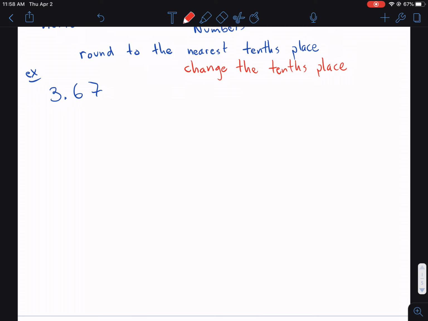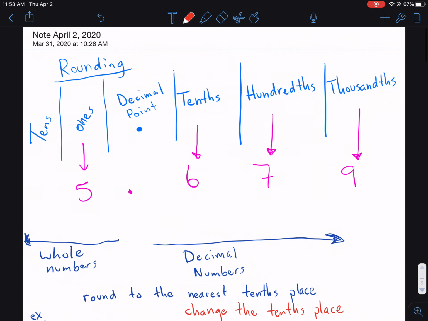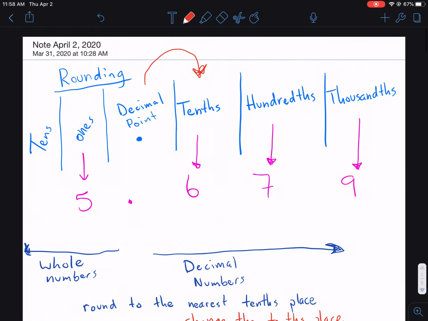So what number is in the tenths place? Let's go to our chart. Here's the decimal point. How many times do we move to the tenths place? We move one time. What is our tenths place? The number 6. So I want you to underline the 6.